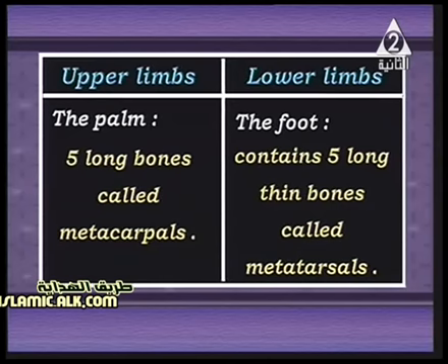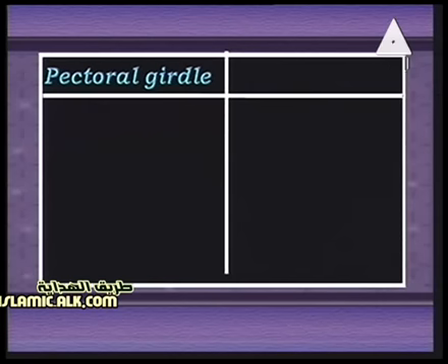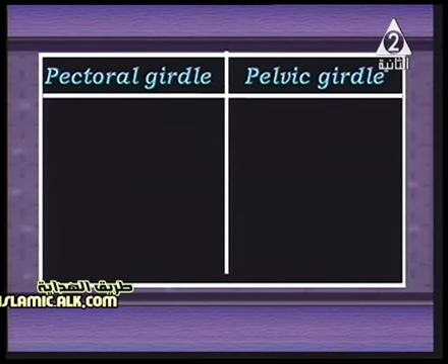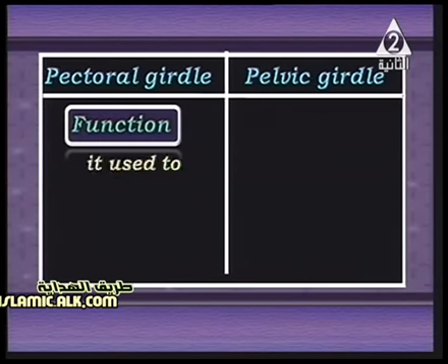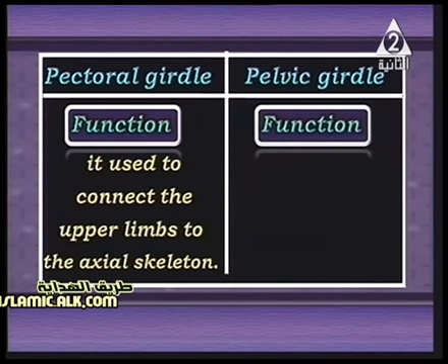After that, we have the comparison between pectoral girdle and pelvic girdle. We need to know structure and function of each of them, starting with function. Function of pectoral girdle: it is used to connect the upper limb to the axial skeleton. On the other hand, the pelvic girdle is used to connect the lower limb, excellent, also to the axial skeleton.